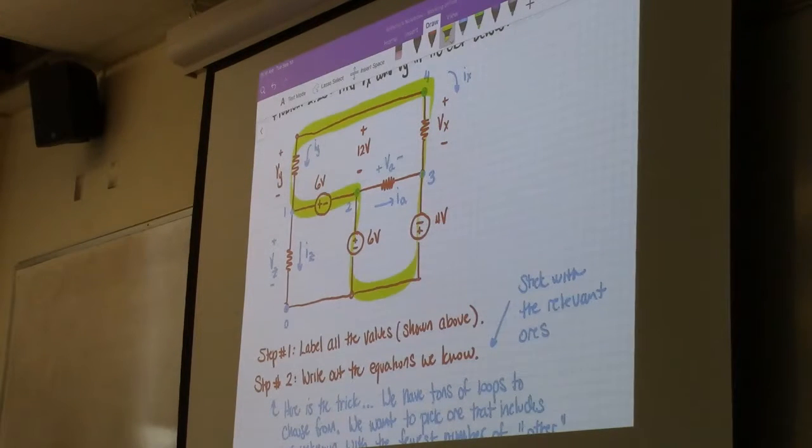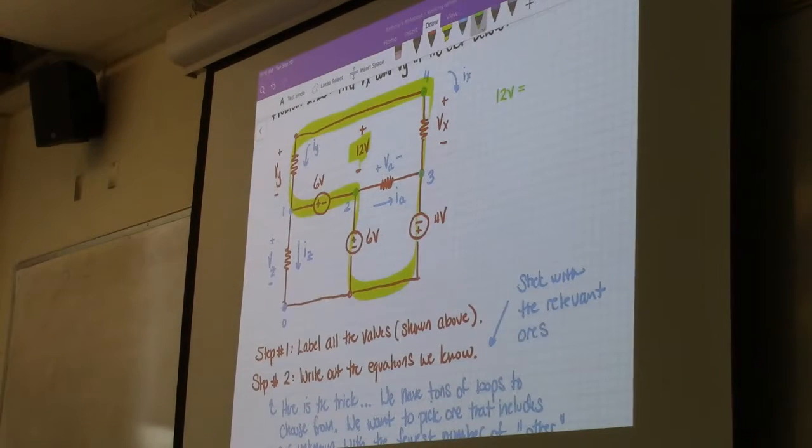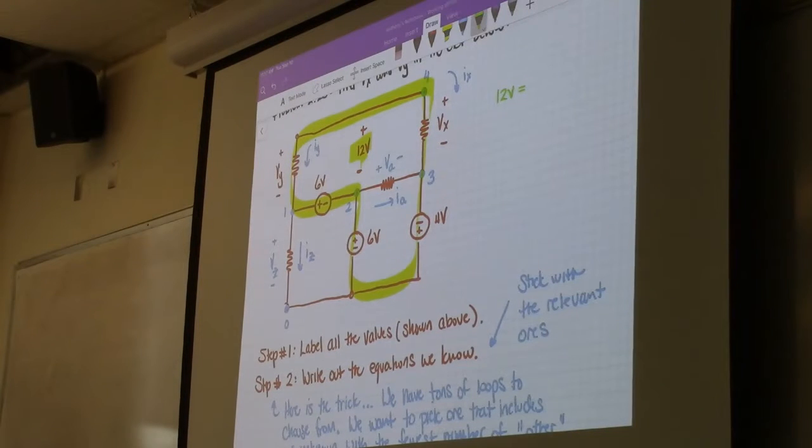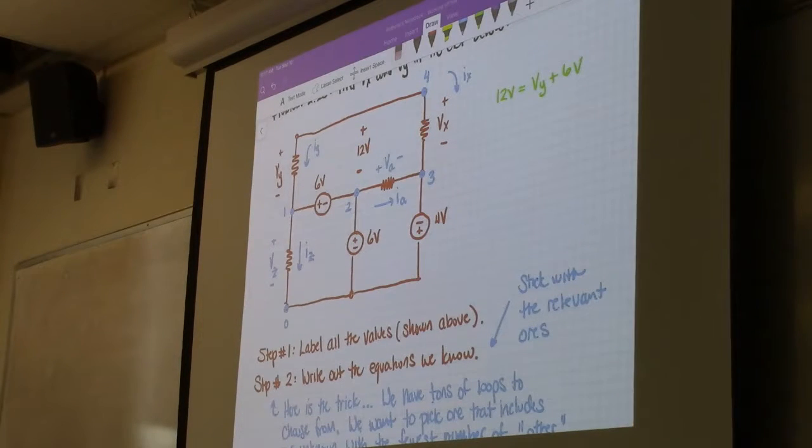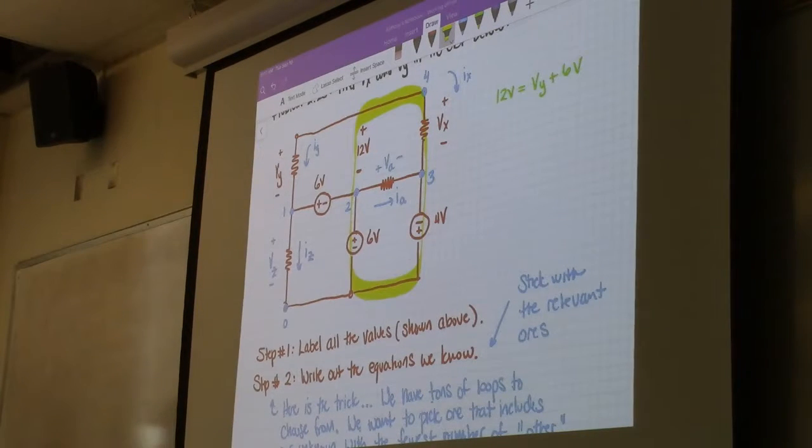However, because they tell us that it's a 12-volt differential between nodes 2 and 4, you know that 12 volts is equal to Vy plus 6 volts, which means that you can imagine it as being replaced. So when you write your KVL, it actually looks like a loop like that. Does everybody understand what I'm saying there, right?